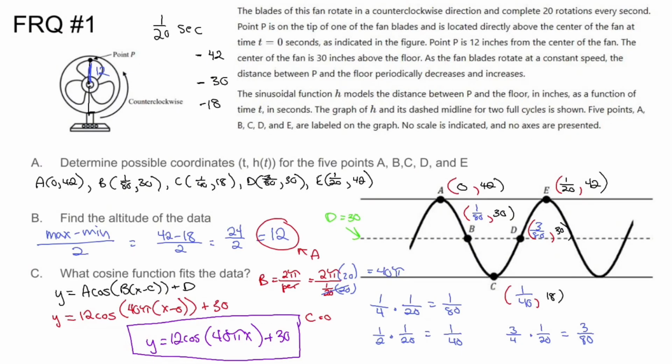So like I said, this is a very traditional AP Precalculus practice problem. Whether you see it in May, I don't know, but chances are you will see a problem like this at some point down the road, so I hope this helps.